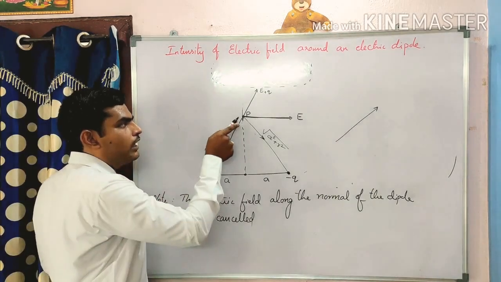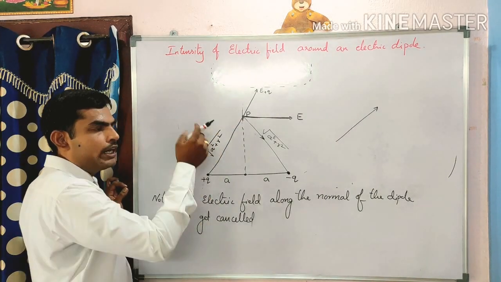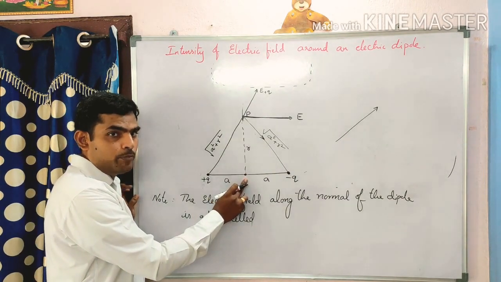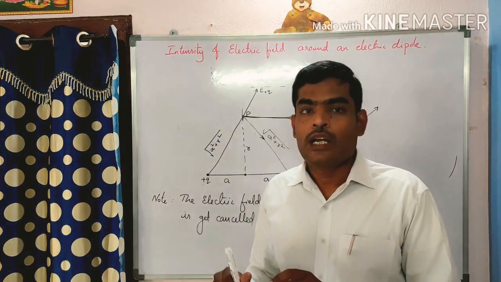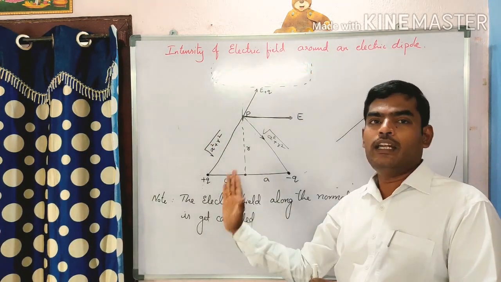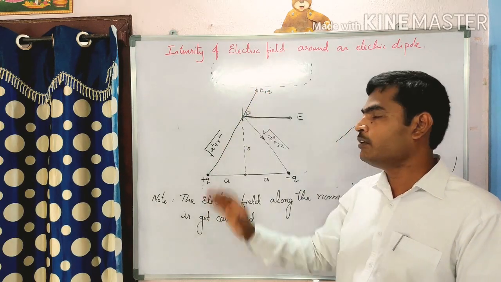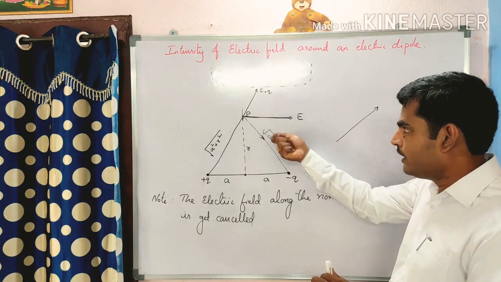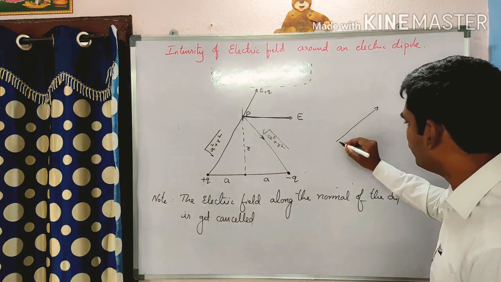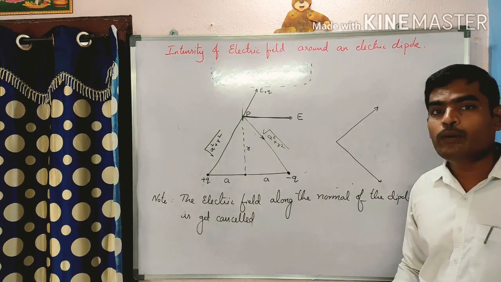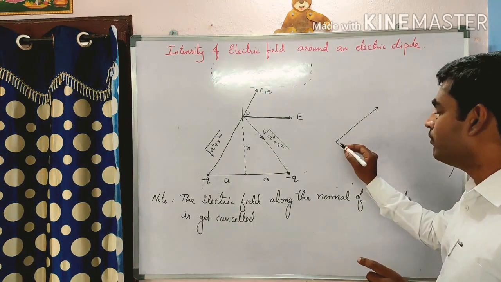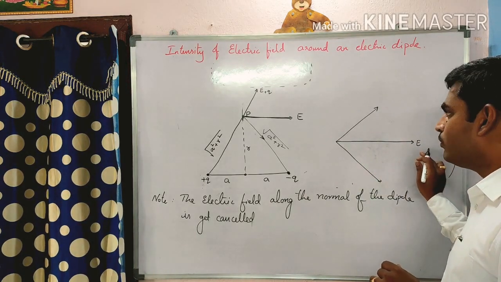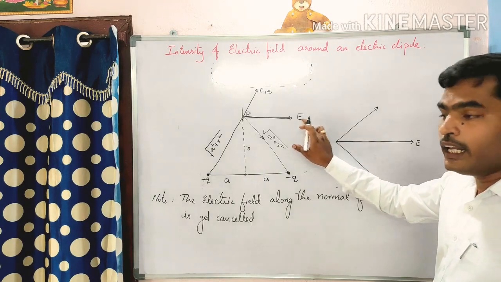Assume a point at a distance r from the center of the dipole. For the positive charge, the direction of the electric field is in that direction. For the negative charge, the direction of the electric field is towards the negative charge, so we write the arrow downward. One is in that direction, one is in this direction. So from the parallelogram law for vectors, this is the direction of the net electric field.